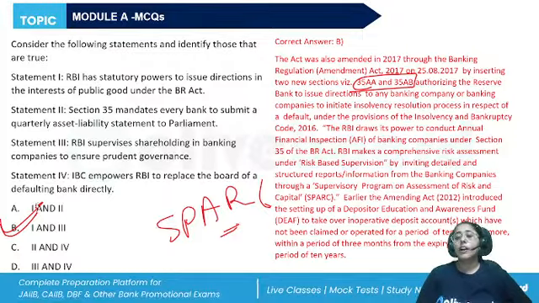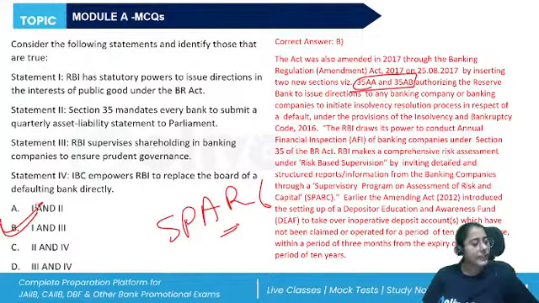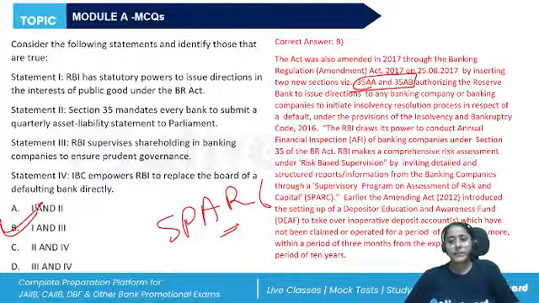After the amendment of 2017, these powers have been given. They can conduct the annual financial inspection. RBI can make a comprehensive risk assessment. Then there is the setting up of the DEAF, the Depositor Education and Awareness Fund, for taking over the funds in inoperative accounts. So the correct answer will be B. Till here, I hope everything is clear. Yes. All right. Great.